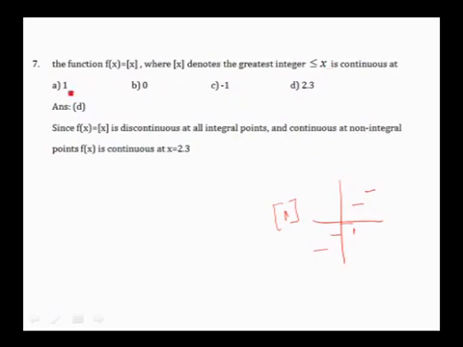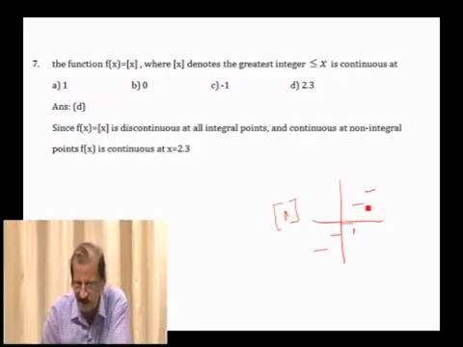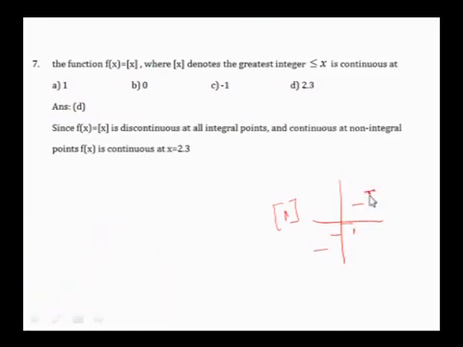But here he has given 3 integral points and 1 non-integral point, 2.3. The function is definitely continuous at all non-integral points. 2.3 comes somewhere between 2 and 3, so the function is continuous there. It is continuous between 2 and 3, not at 2 and not at 3. That is the only fraction; these are all integers. So the answer is 2.3.